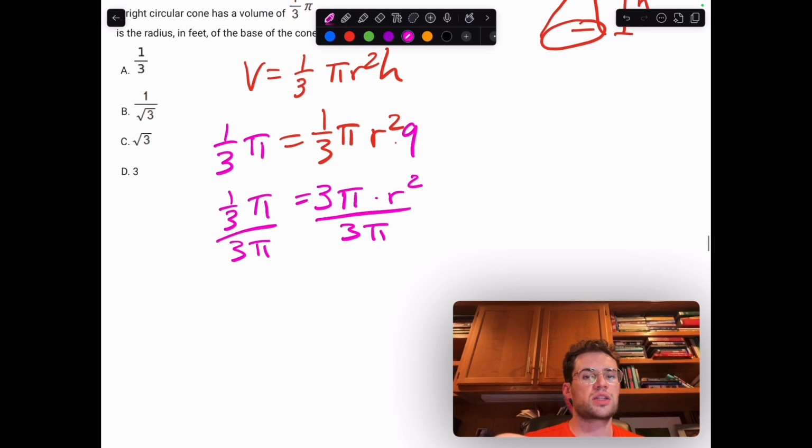All right, so the pi's will cancel out over here. And then 1/3 divided by 3 gives us 1/9. Over here, the 3's cancel, the pi's cancel. We're left with 1/9 is equal to r squared.